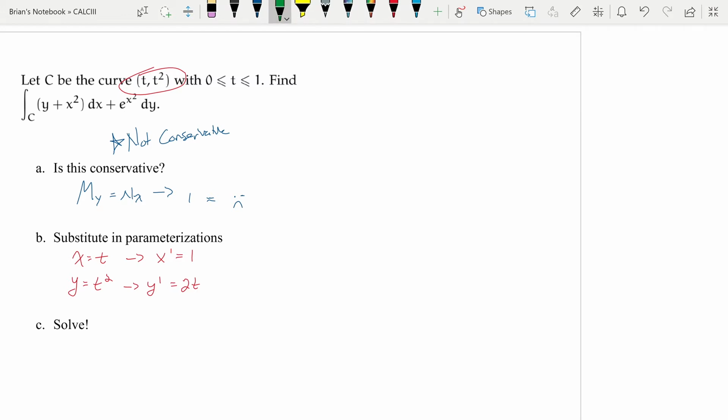Now we take all of this information and plug it into our original equation. We've got y plus x squared. If we plug in what we know about y and x, it becomes t squared, which is y, plus our x is t, and we square that again, squared. dx is just x prime, which is just 1. And then we've got plus e to the x squared. x is t, so it'll be e to the t squared. And then at the end of this, we just slap on a dt. I'm not kidding, that's how Butler talks about it.